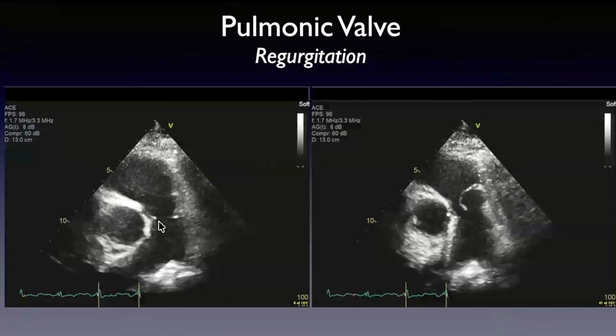So this is the opening. The systole opens up pretty well, and here's that closure point, that gap. See here, this frozen frame. So really nice example.